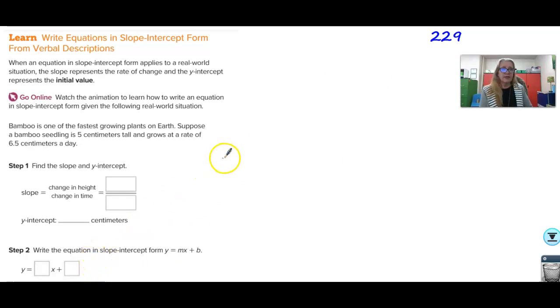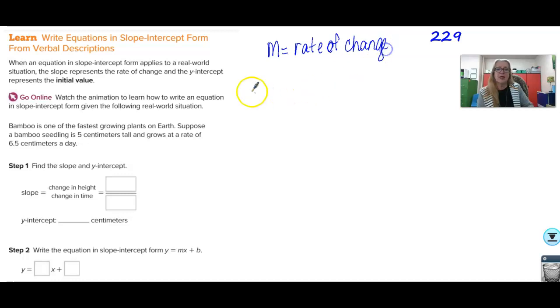Just when you thought you were getting good at it, they throw a word problem at you. Okay, when an equation in slope-intercept form applies to a real-world situation, the slope represents the rate of change. So now slope is going to be referred to as rate of change. Sorry for my messy handwriting. And the y-intercept is referred to as the initial value. This helps you know what the slope is and what the y-intercept is of a word problem, okay?